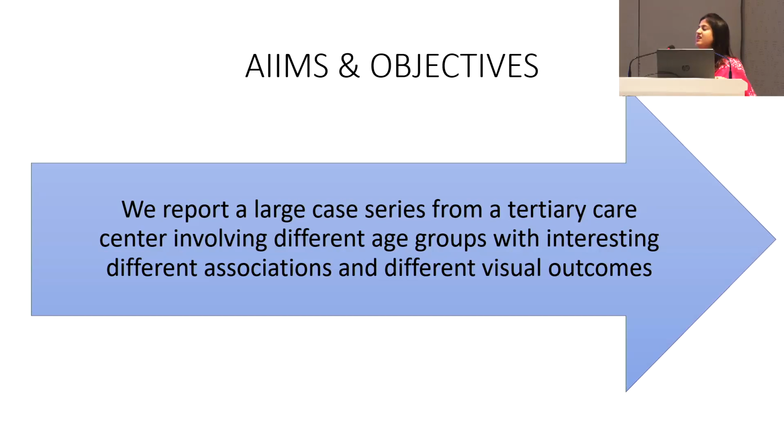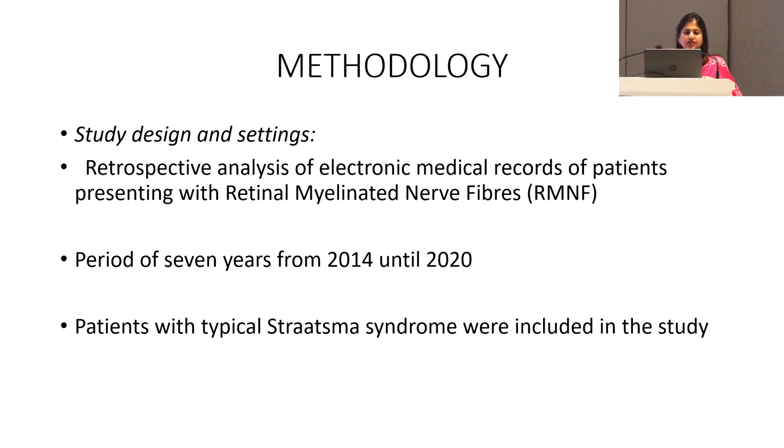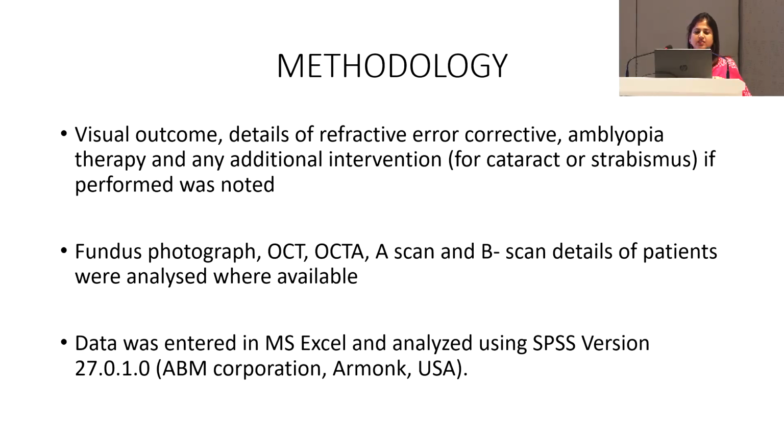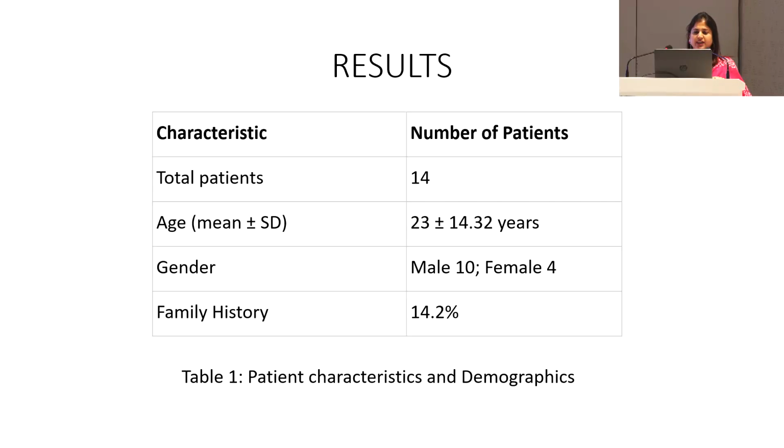This is basically a large case series from a tertiary care center involving different age groups with different outcomes. We did a retrospective analysis of the electronic medical records for a period of 7 years and included all the patients with typical Stratismus syndrome. Visual acuity, investigations and treatment outcomes were recorded. In all, we have 14 patients and the majority of them were males.